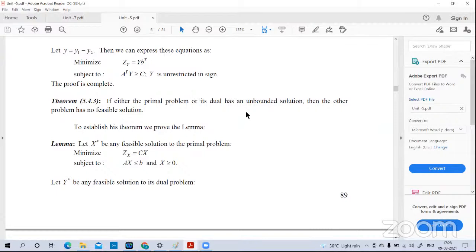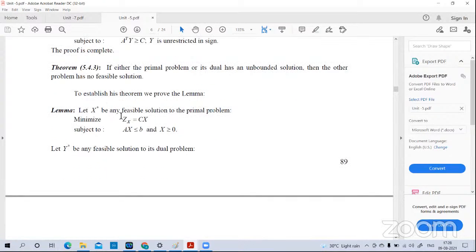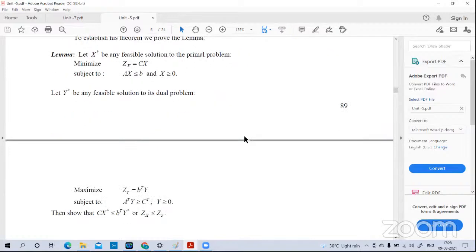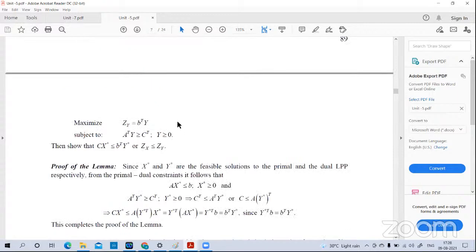no feasible solution. So to establish this theorem, we prove a lemma. Let x star be any feasible solution to the primal problem: minimize Z equal to cx, subject to the constraint Ax is less than or equal to b, and x is greater than or equal to 0, and y star be any feasible solution to its dual problem: maximize Z equal to b transpose y, subject to the constraint A transpose y is greater than or equal to c transpose, and y greater than or equal to 0.